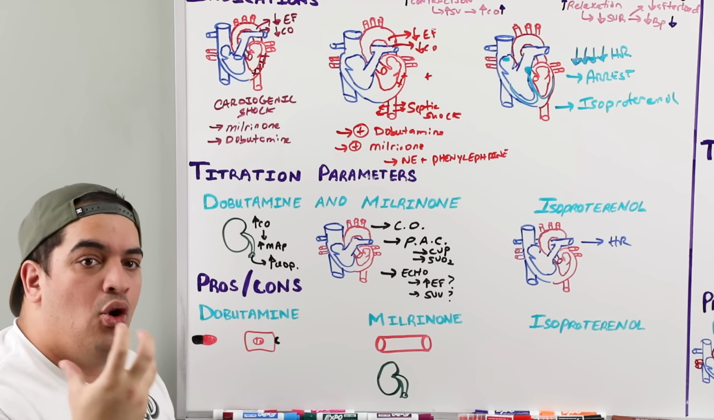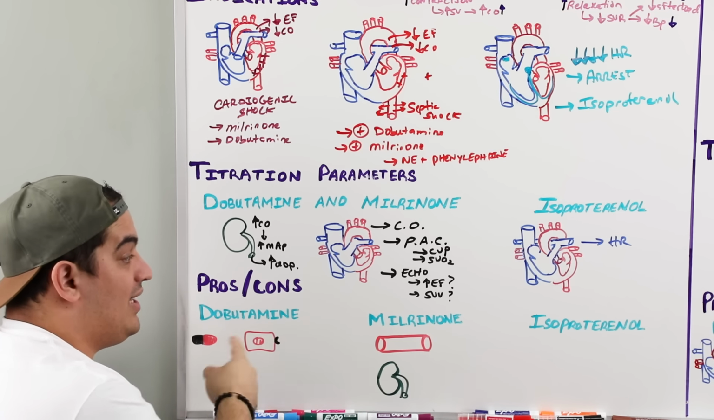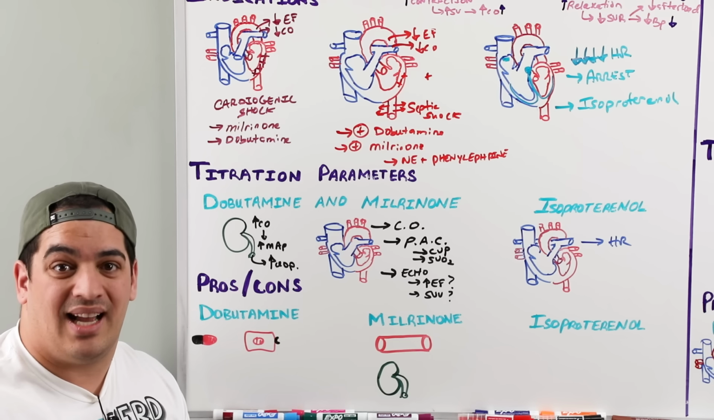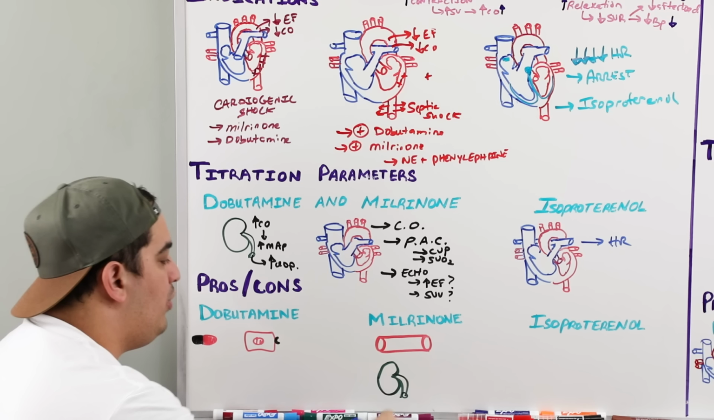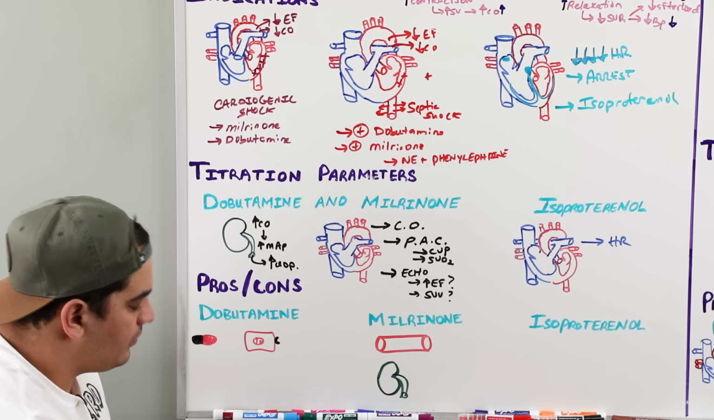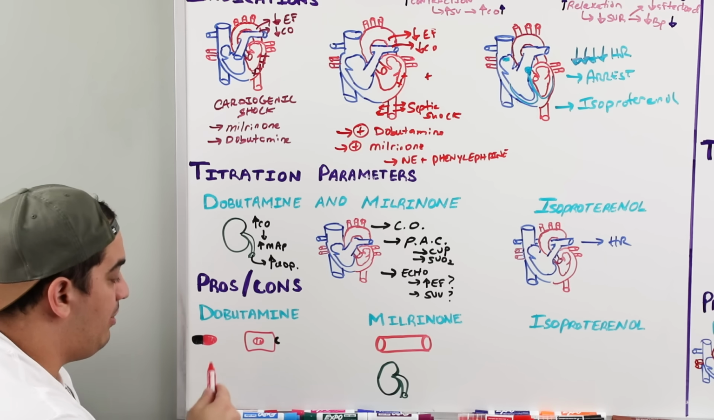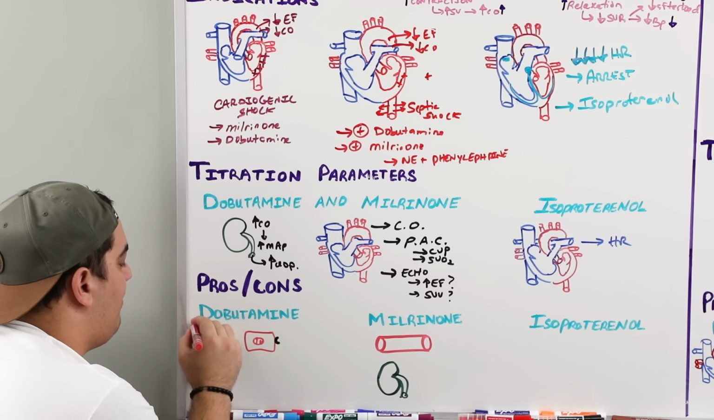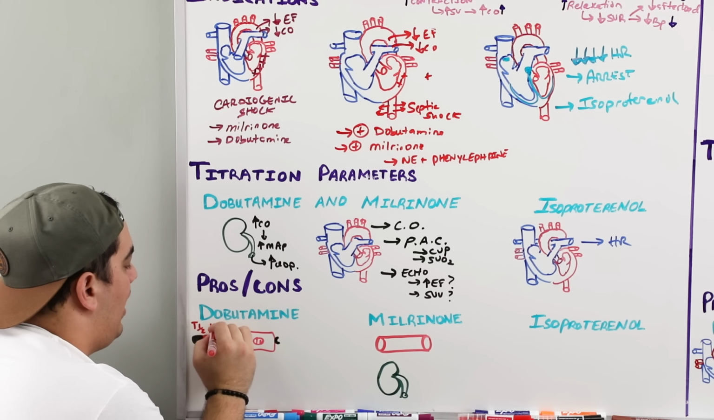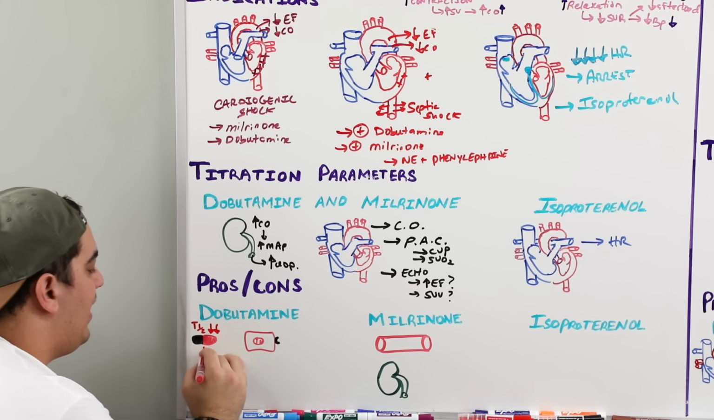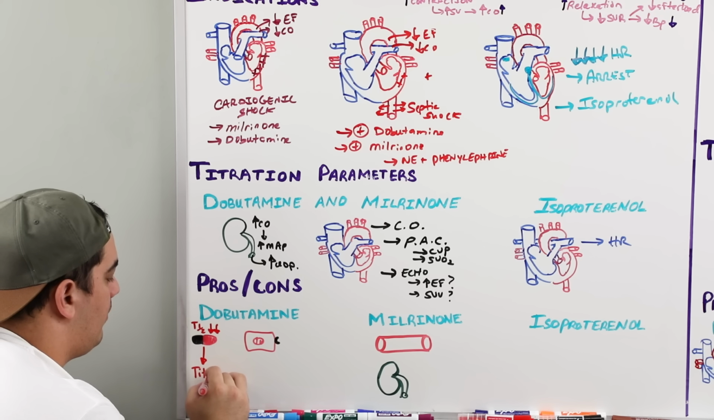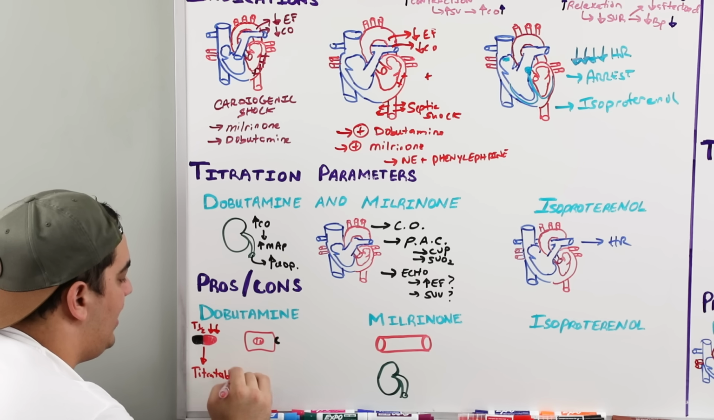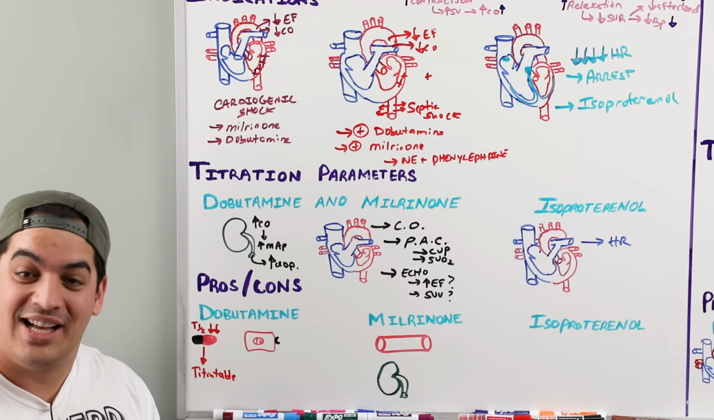Now the next question is, what are the benefits of utilizing one of these drugs, and what are some of the downsides of utilizing some of these drugs? Dobutamine is a great drug. And one of the reasons why it can be relatively effective is it has a very short half-life. And because of that short half-life, it's very titratable. Okay, it makes it a pretty easily titratable drug. Okay, that's one benefit.